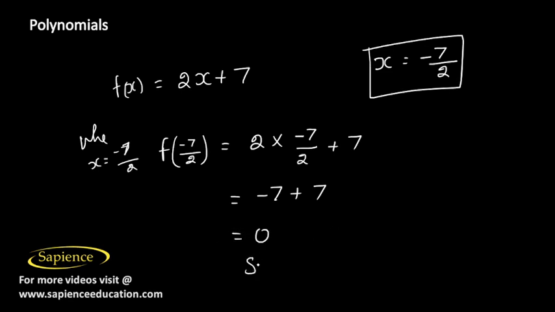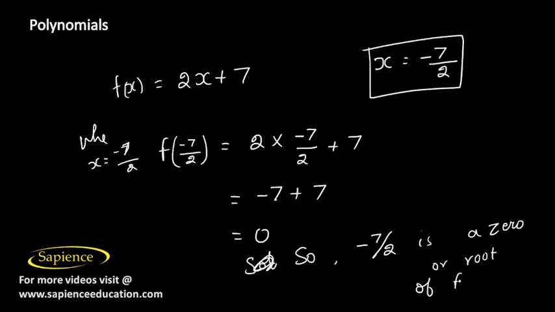So minus 7 by 2 is a 0 or root of this polynomial. For every polynomial there may be a root or there may not be a root, depending on several conditions that we will discuss very soon in this video. So now we understood what is the meaning of value of a polynomial. We understood what is the meaning of 0 of a polynomial. Now we will discuss degree of a polynomial.